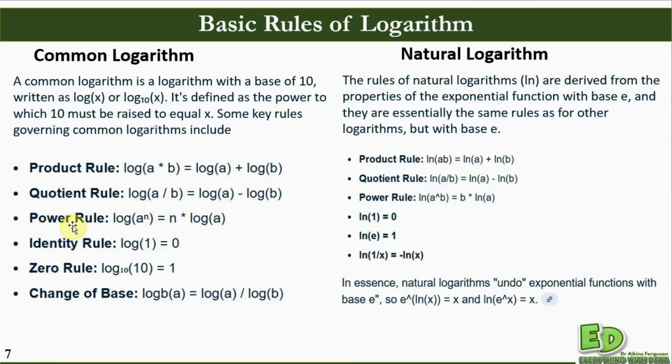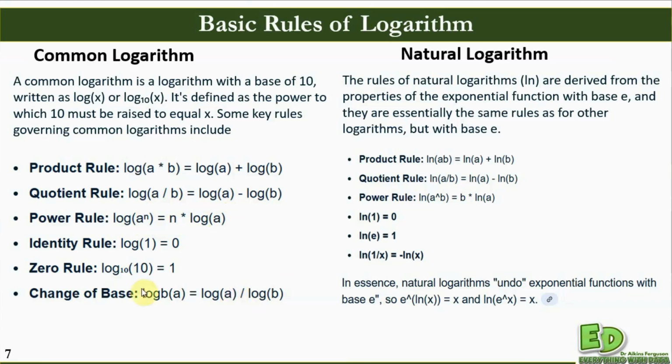We have the next one, which is the power rule, where you have log a to the power n. The exponent inside the bracket, which is n here, becomes multiplication outside. So you can see that for log a to the power n, the n is rather multiplying log a. So the exponent becomes multiplied by what we have here, log a.